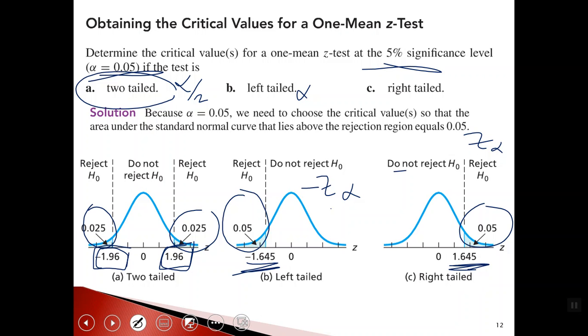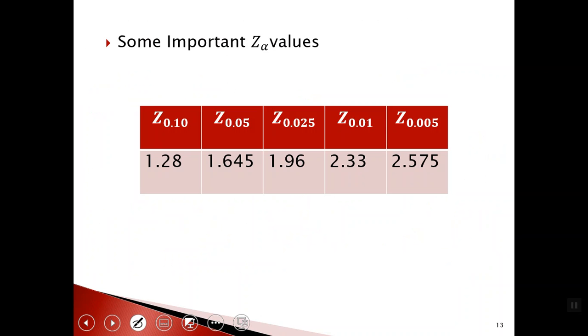Okay, even chapter 8. Here I have summarized some very important Z alpha values that you have to use most frequently. Here, alpha 0.01, sorry, 0.10. Alpha is 0.10. At that time your Z value is 1.82.